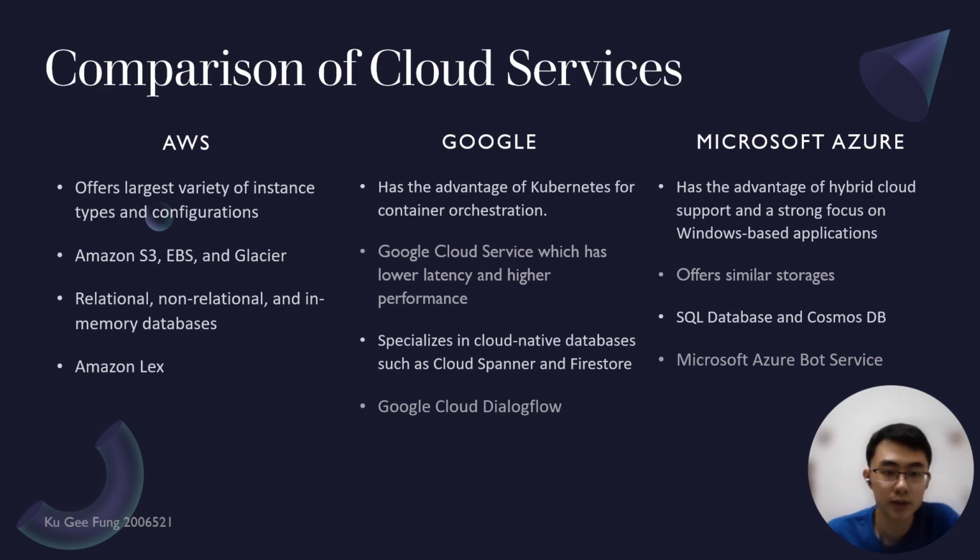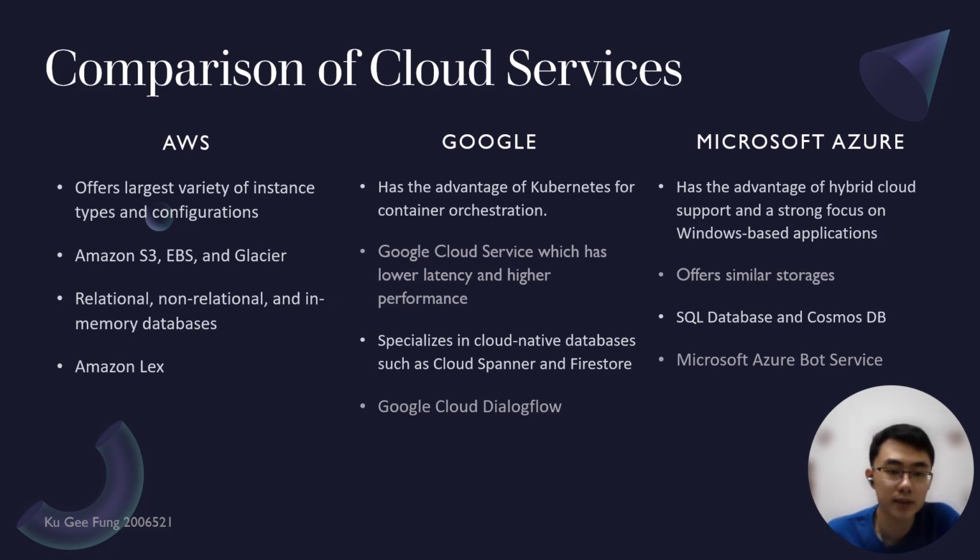For storage, AWS has Amazon S3, EBS, and Glacier. For Google, Google Cloud Storage has lower latency and better performance. For Microsoft Azure, it offers similar storage to AWS.